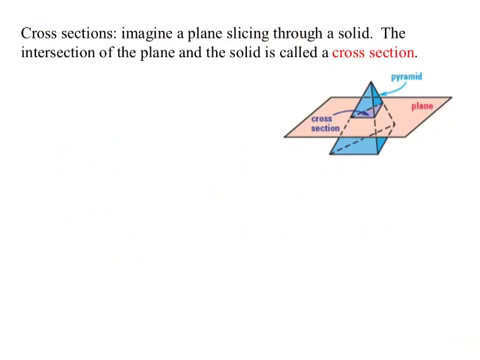Next lesson, cross-sections. Imagine a plane slicing through a solid. A plane is a piece of paper, right? And if it's sliced through a solid, the intersection of the plane and the solid is called the cross-section. Okay, I've got a piece of paper that cut this pyramid at one point, and the cross-section I'm coloring in right now, the cross-section for this is a triangle.